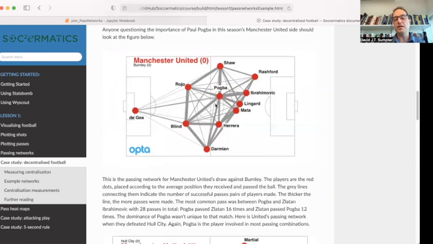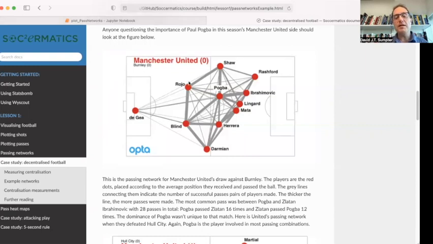And so the thickness of these lines is the number of passes. You can see De Gea makes very few passes. And the more passes there are, the thicker the line is, the more passes there are between the particular players. In this case, I actually just keep a constant circle size. In the example we're going to look at here, we sometimes make this circle bigger if the player receives more passes. Okay, so how are we going to do this?